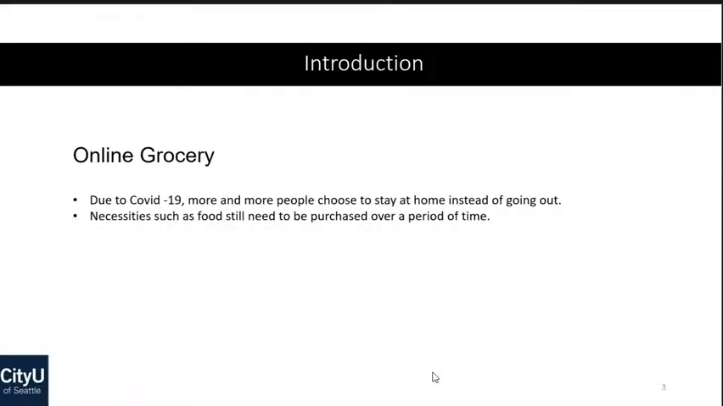So why did we choose to develop the online glossary? We have two main reasons. The first one is due to COVID-19. More and more people choose to stay at home instead of going out. And the second one is that necessities such as food still need to be purchased over a period of time.